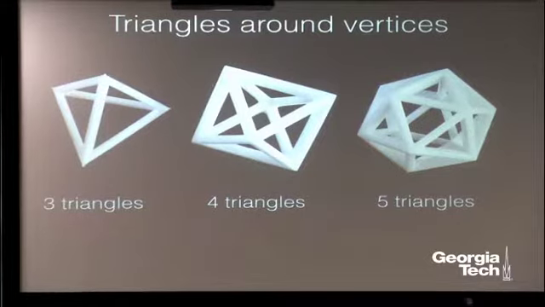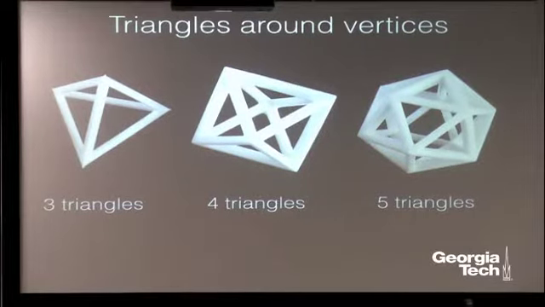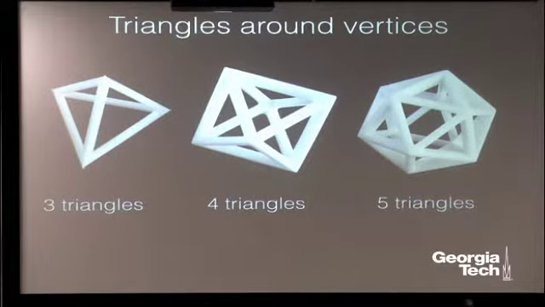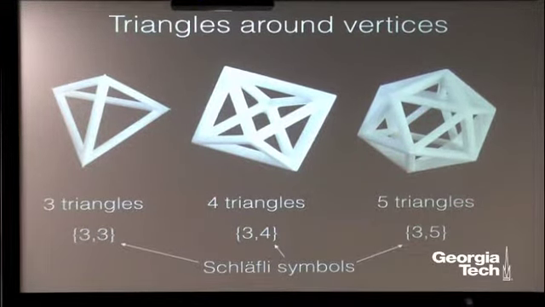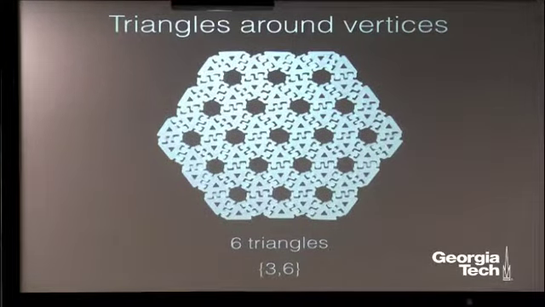Okay, so what happens if I do 6? What do you guys think? 6 triangles? Yep, 6 triangles around every vertex. Is it going to be a sphere? What do you think? It'll be flat. Okay, so let's see what's going on. So if we have 6 triangles, we do, in fact, end up with something flat.